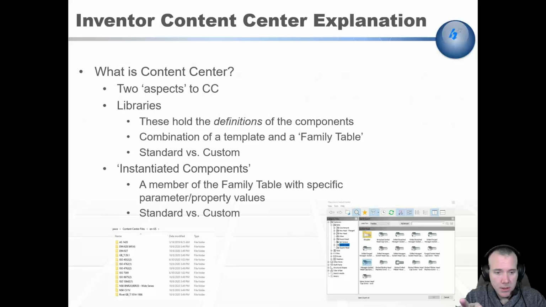A standard instantiated Content Center file will go into the predefined Content Center file location, whereas a custom instantiated Content Center file will go somewhere in your Inventor workspace, which is defined by your Inventor project file. So when I'm talking with users about the Content Center, I'm always curious if we're talking about the Content Center library, or if we're talking about the Content Center files that have been placed into assemblies.